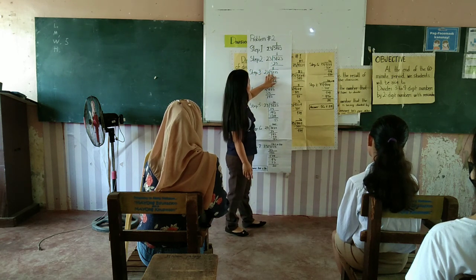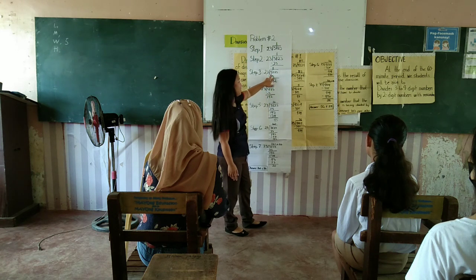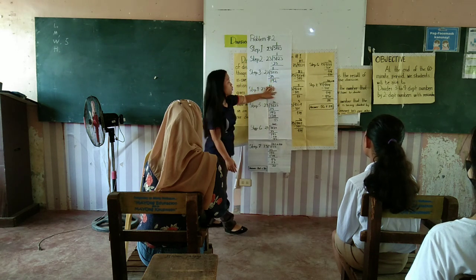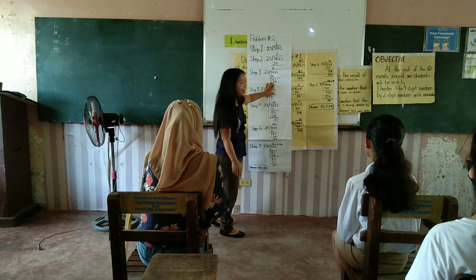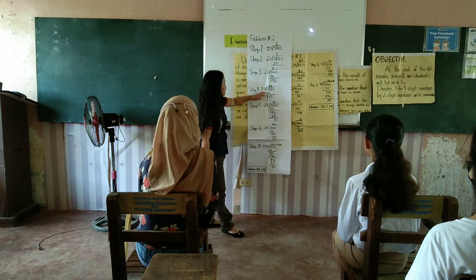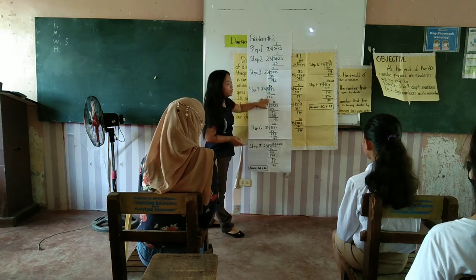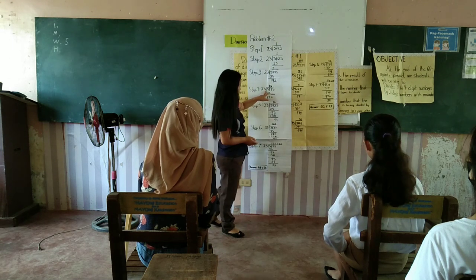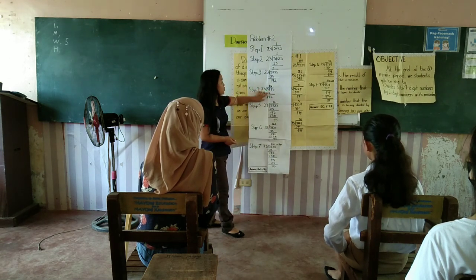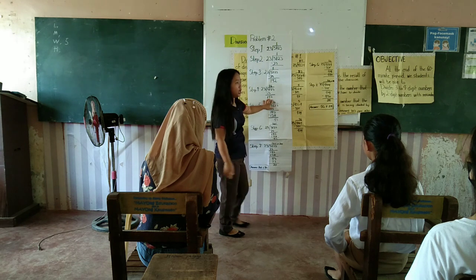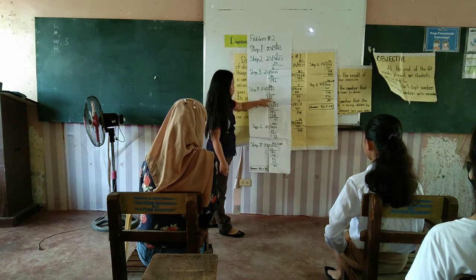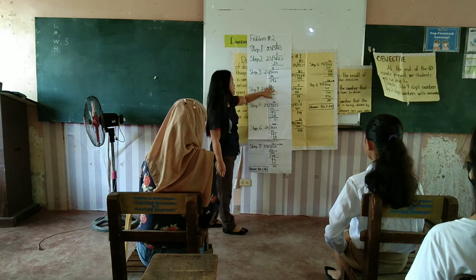So 37 minus 23 is equal to 14. But here in step 4, 14 cannot divide the 23. So we have to bring down the 2. So we have the 142. So 142 divided by 23 is equal to 6.